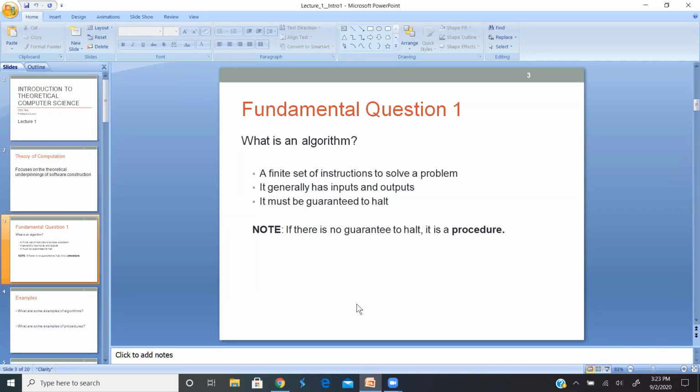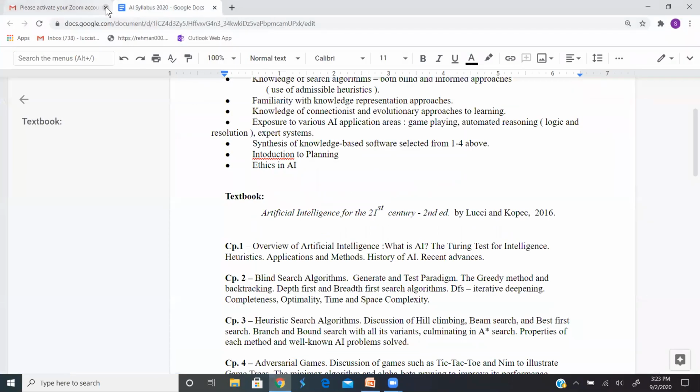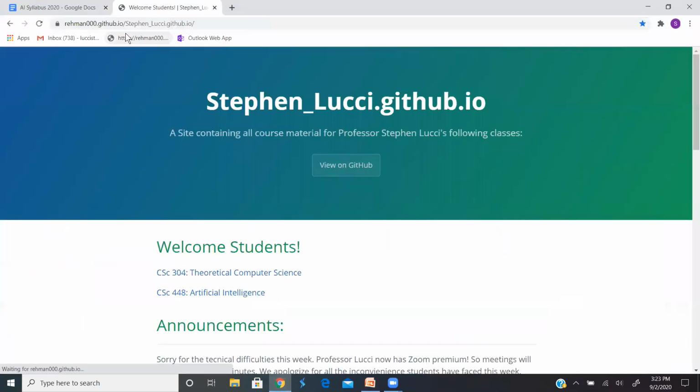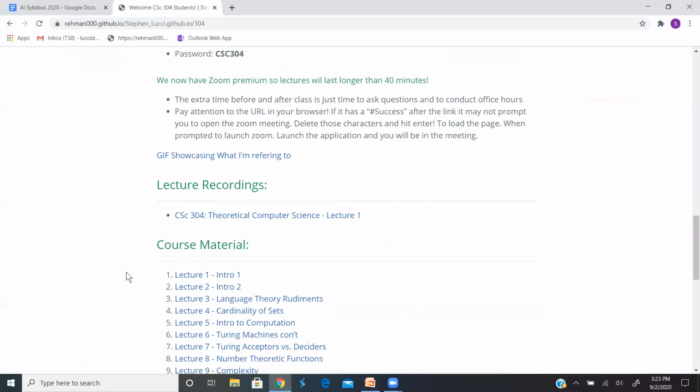1 second. I'm going to go over here. I'm going to close this. I'm just going to go to the course webpage, go to 304, and load up the lectures here as well, just because why not?